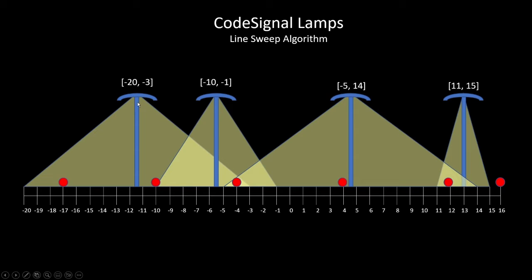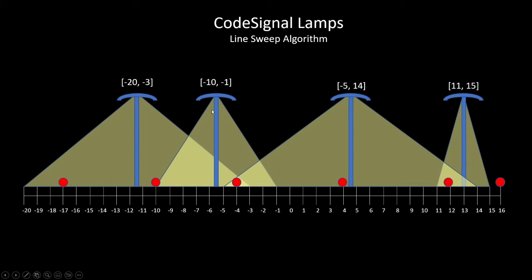For example, our very first lamp is illuminating from -20 to -3, which you can see here. Our second lamp is from -10 to -1, and these are inclusive ranges. So this lamp is illuminating the coordinate -10, and it's illuminating the coordinate -1, so it's inclusive.